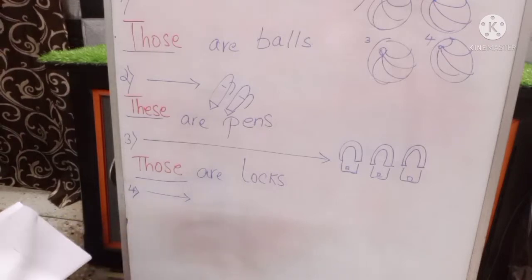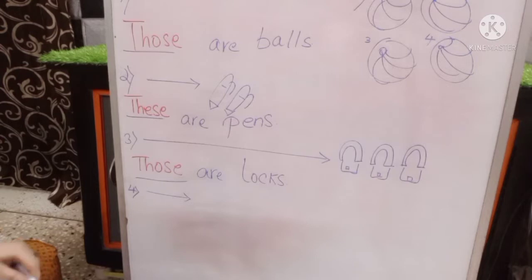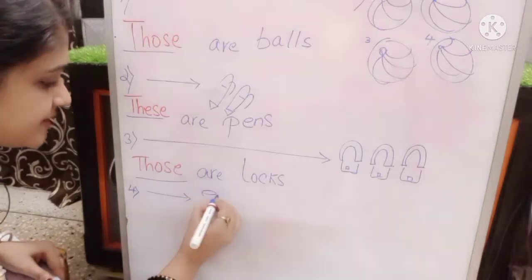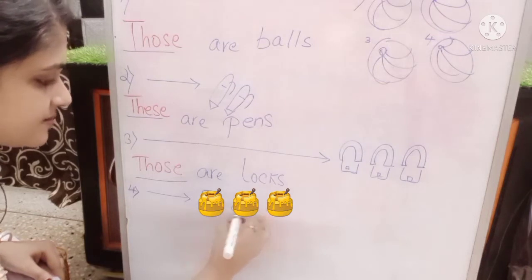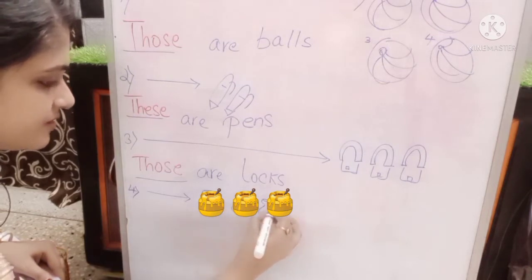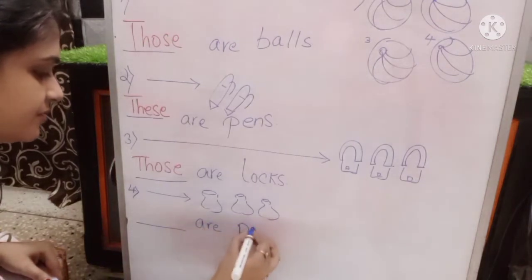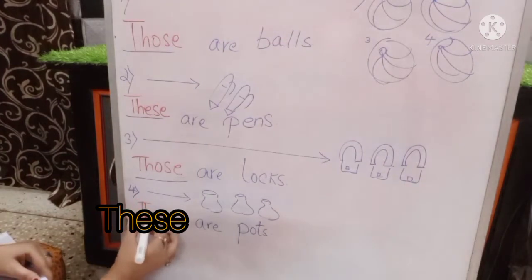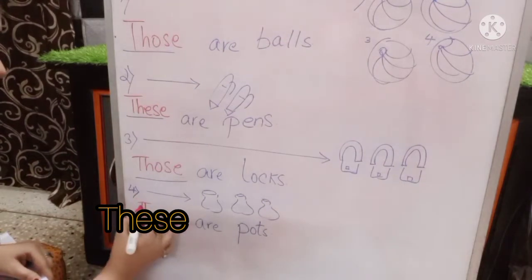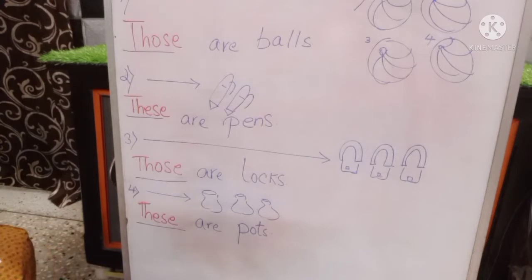Now again, this arrow indicates it's near. Now what am I drawing? Check. Pots, right? How many pots I have drawn? 3. So it's near. So what will you write? These are pots. These are pots. Done. These are pots.